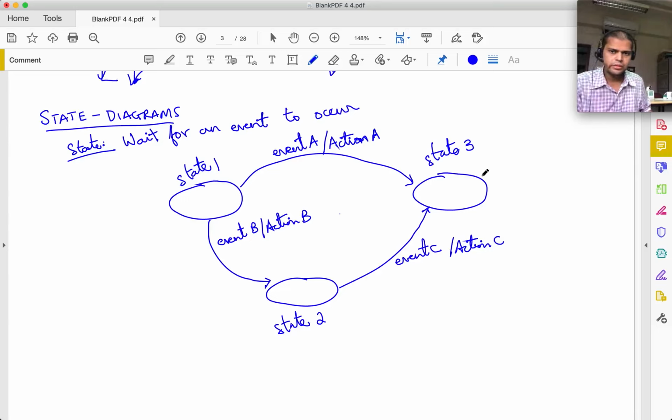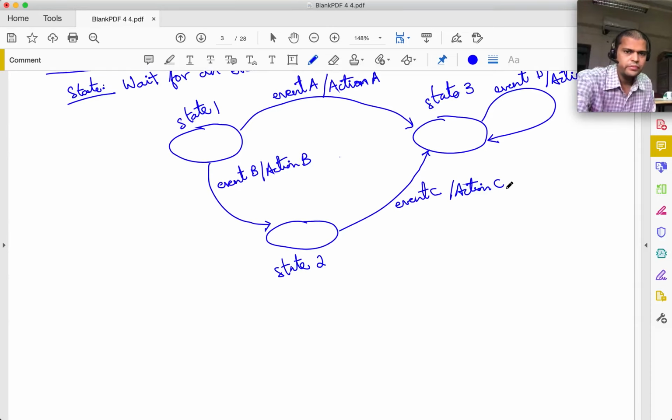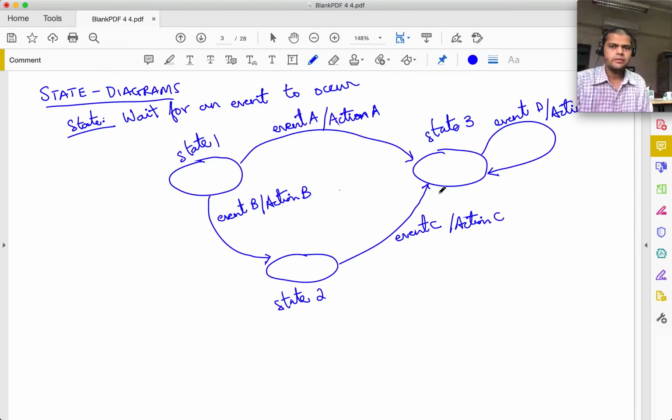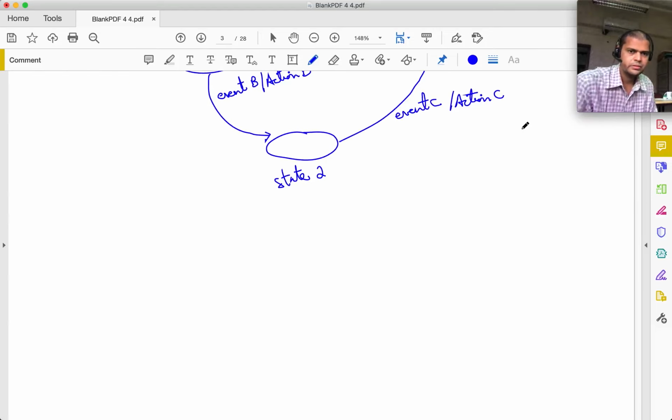So it could happen that when you have a particular event, you stay in the same state. Let's say that event D took place when we were in state 3, and we took action D and we jump back to the same state. So this is how we would draw a state diagram, and for the event and action we will typically draw a flow chart, to represent what happens.